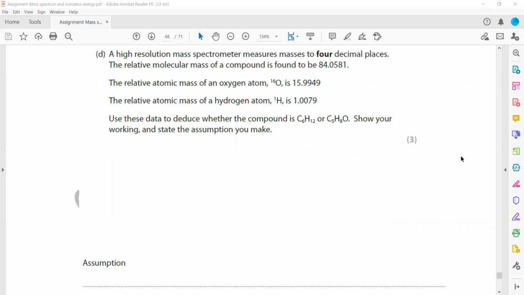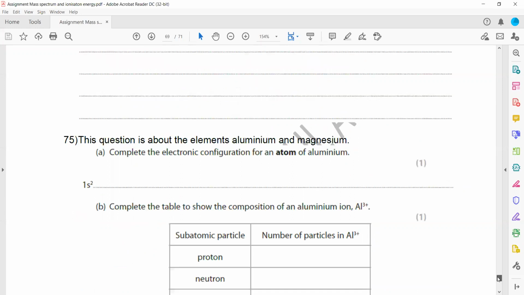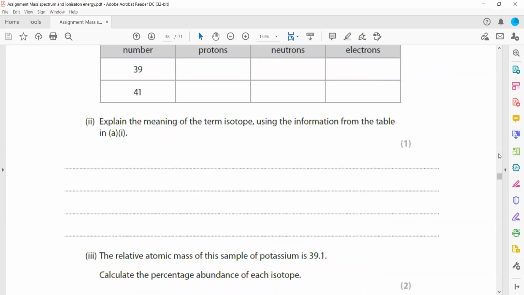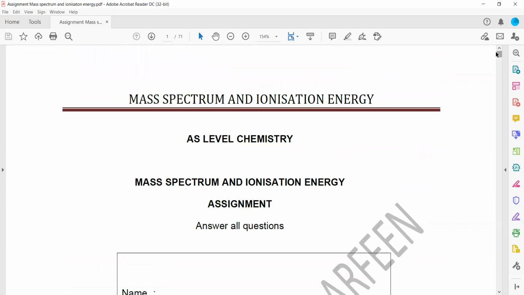Any other question? Because that was the last question you mentioned as a doubt. Any question which I missed, or any doubt in case I missed that? Any other question or doubt related to this assignment? So this was about the mass spectrometer and the ionization energy.